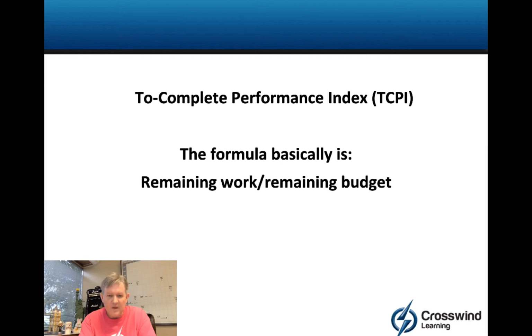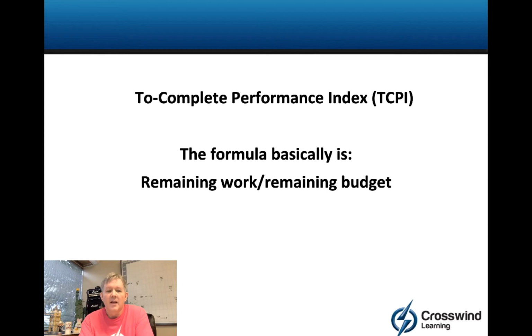Now, the formula in English is the remaining work divided by the remaining budget. Again, the remaining work divided by the remaining budget. So how much work do we still have to do, estimated dollars-wise, and how much money do we have left to spend to get it done? So if I have $50,000 worth of work left to do and $30,000 of budget left, I'm in trouble. If I have $50,000 worth of work left to do and $60,000 worth of budget, I've got some breathing room, for example. Ideally, in a perfect world, I've got $50,000 worth of work left and $50,000 worth of budget left to spend.